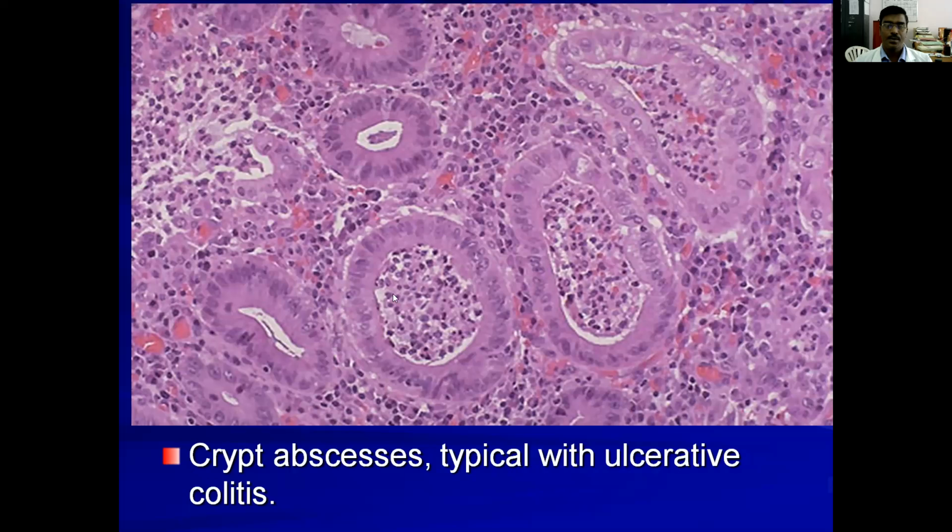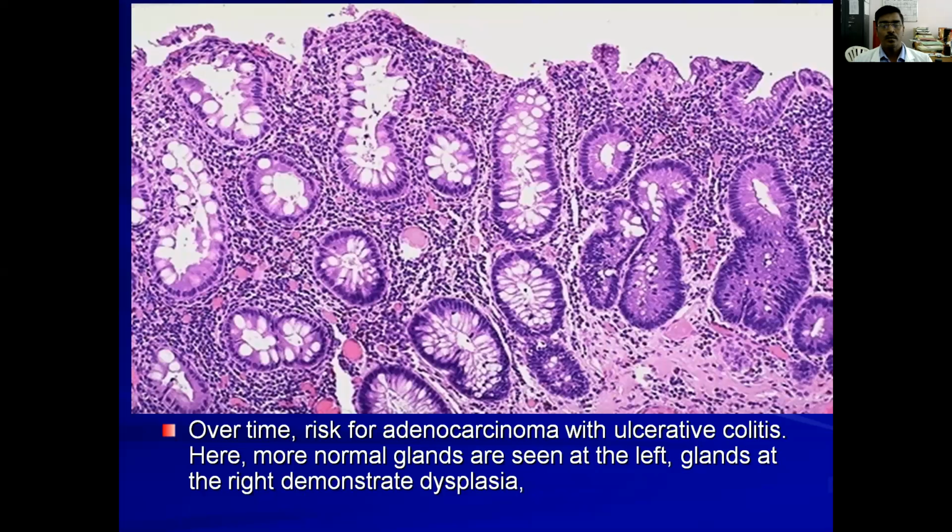You're able to see crypt abscess, typical of ulcerative colitis. Okay, plenty of crypt abscesses. Okay, the classic finding of ulcerative colitis. So ulcerative colitis over time has a high risk of forming an adenocarcinoma.